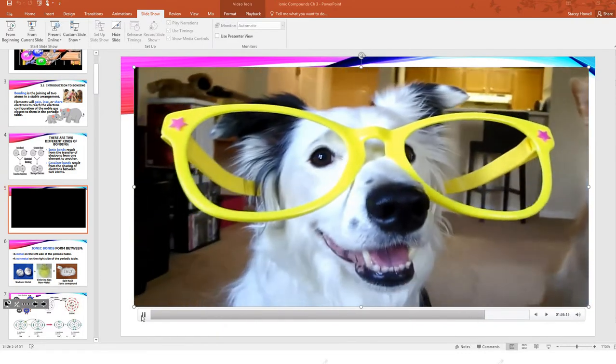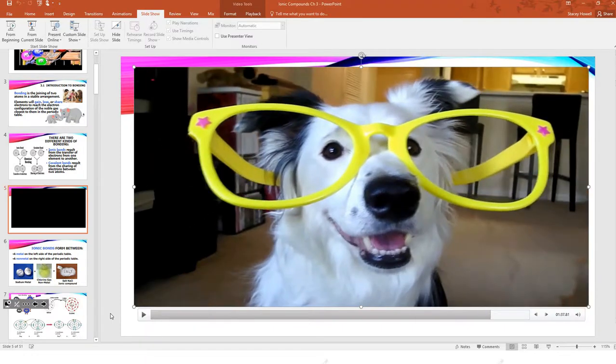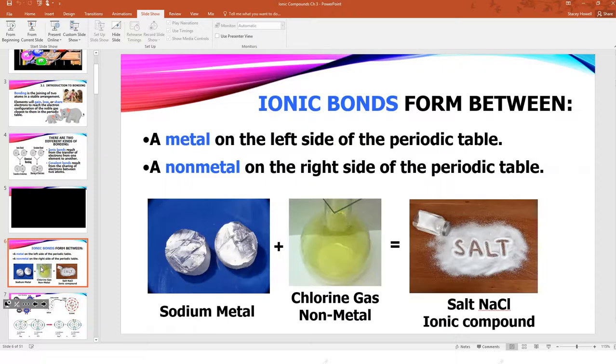Okay, it was a little silly, but it gives you the basic idea. So let's go on to talk about ionic bonds that form between a metal and a nonmetal. If we remember the staircase between boron and astatine, below that staircase and to the left on the periodic table are your metals. Above that staircase and to the right are your nonmetals. So in order to have an ionic bond, you have to have a nonmetal and a metal.